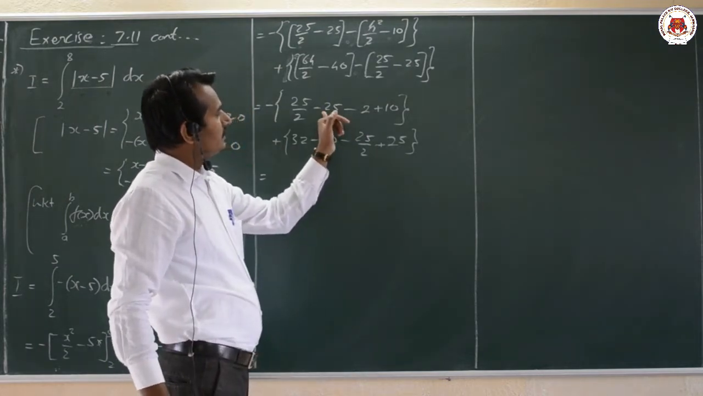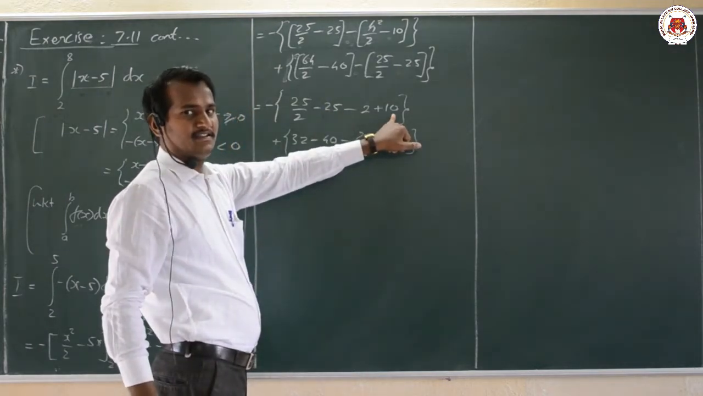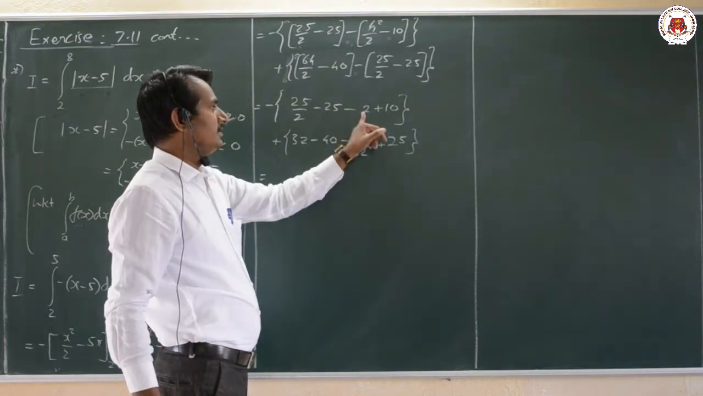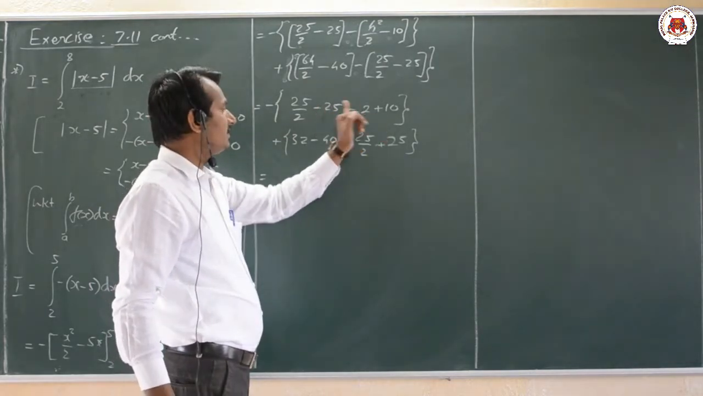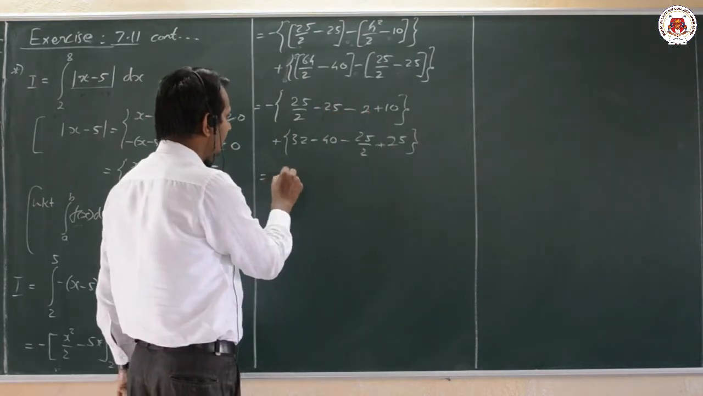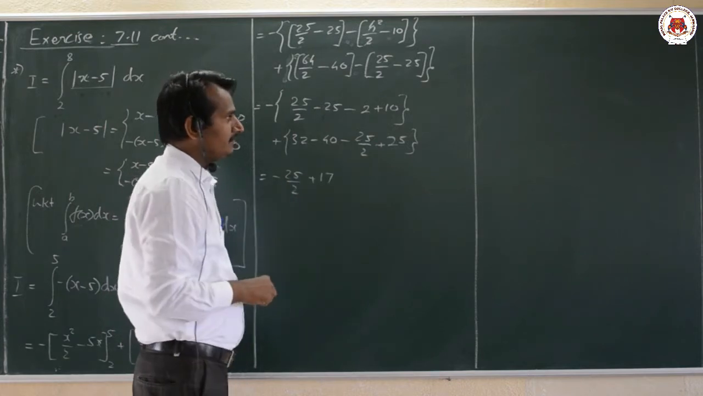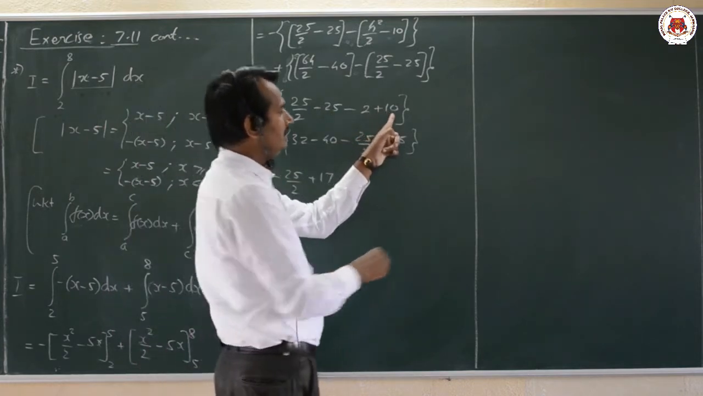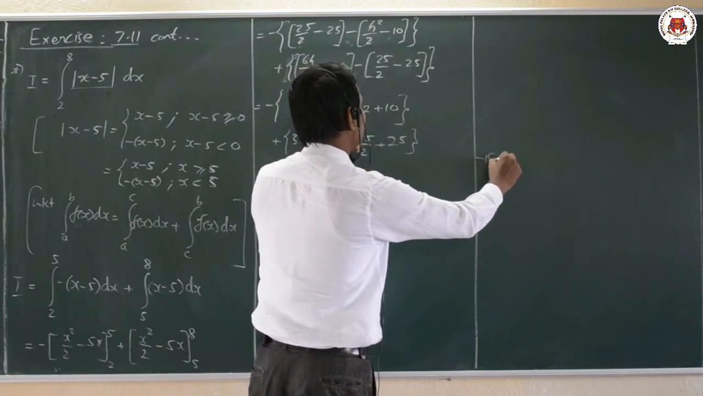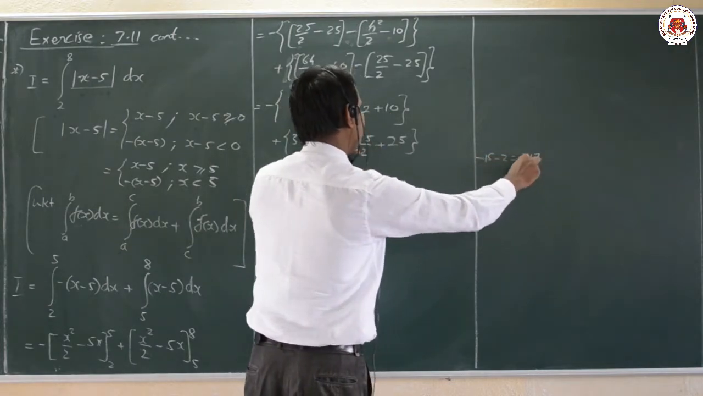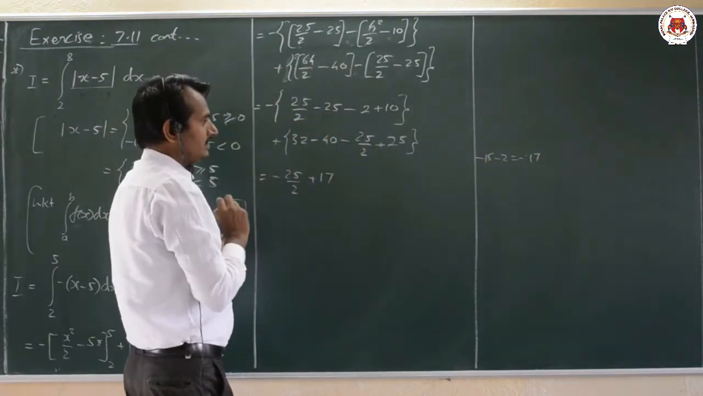So now here minus 25 plus 10, that is nothing but minus 15 minus 2. What we get? Minus 15 minus 2, that is nothing but minus 17. Minus of 25 by 2, minus into minus, plus 17. Why? Because here minus 25 plus 10, that is nothing but minus 15. Then minus 2 equal to minus 17. Minus into minus, that is plus here, one thing.